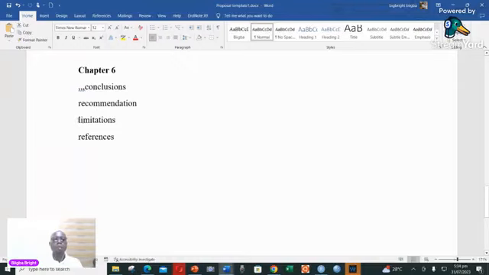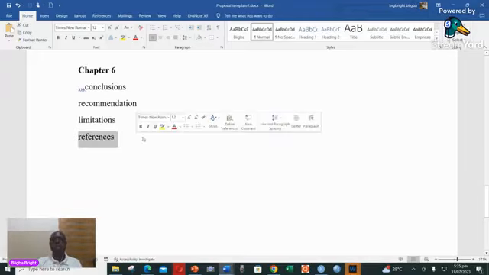Then in the course of the work, what were some of the problems that you encountered? That's your limitations. Then you will have to list them down there. Maybe the tools you used were faulty, or the algorithm was not having all the parameters that you need to get there. So you list them out, and then you have your references, and then your work is complete.